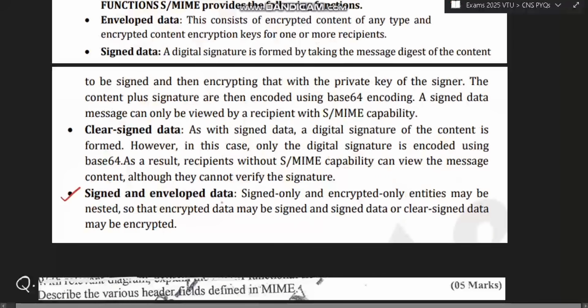Next is signed and enveloped data. Signed-only and encrypted-only entities may be nested, so that encrypted data may be signed, and signed data or clear-signed data may be encrypted. So both possibilities are here. That is the functionality of S/MIME to make the message more secure.